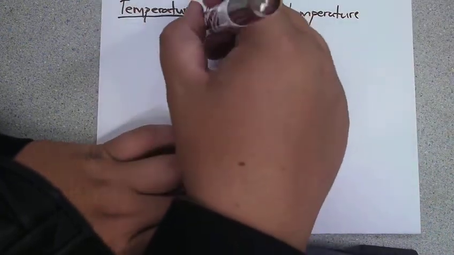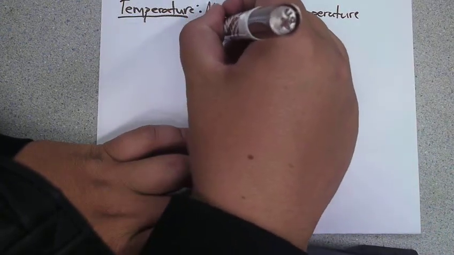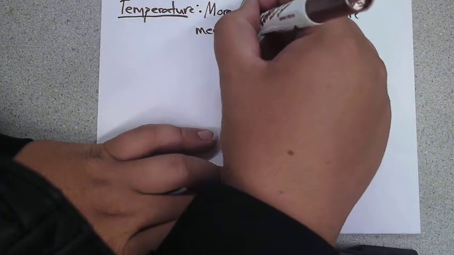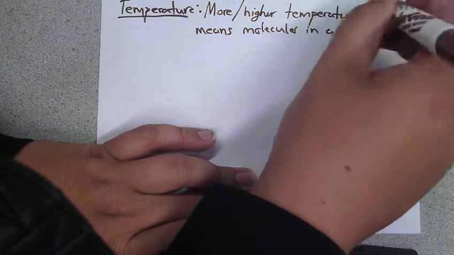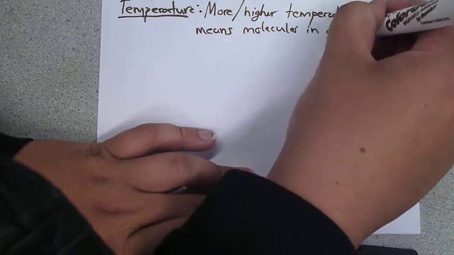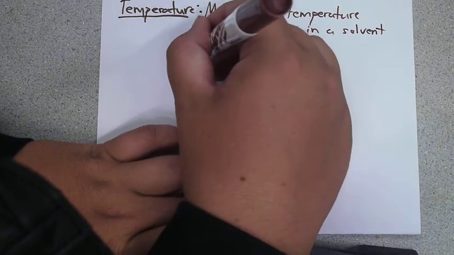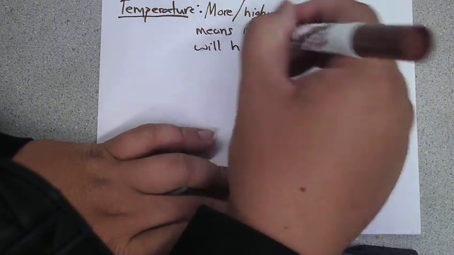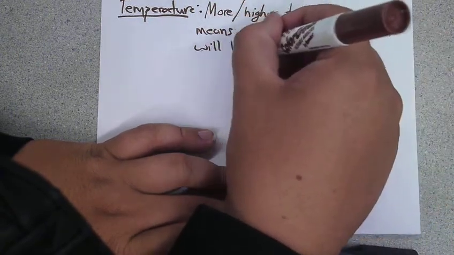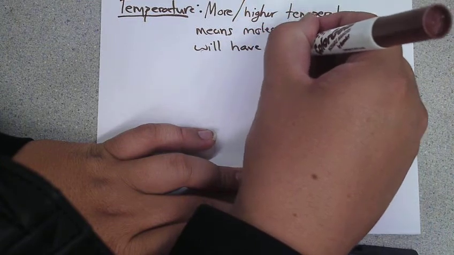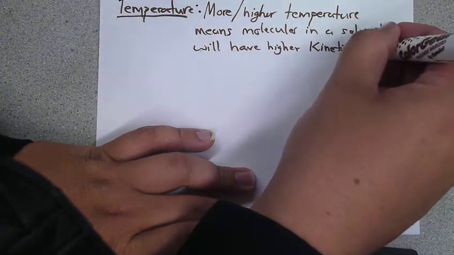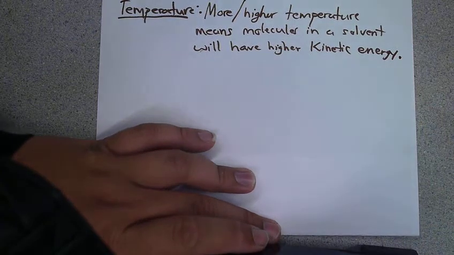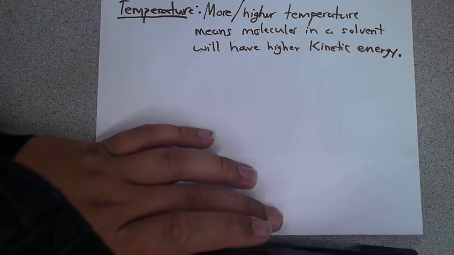means molecules will have a higher average kinetic energy, which means molecules in a solvent will have higher kinetic energy. So they have more energy to deliver onto our cube.